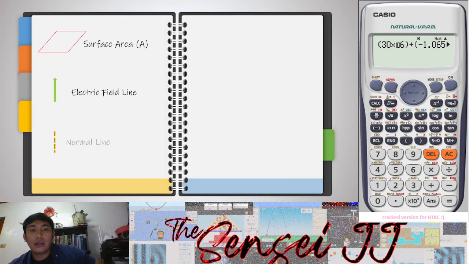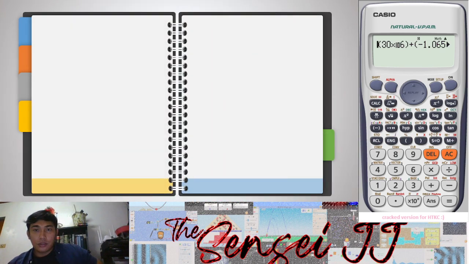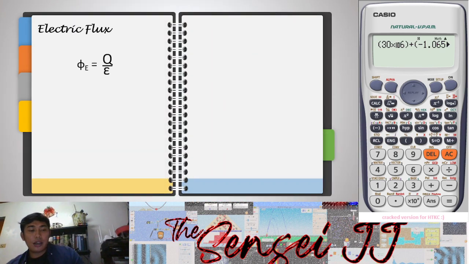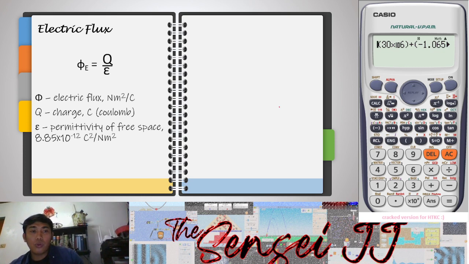Okay, so next, move on tayo to our next. We have electrical flux. We have here our phi E, which is equivalent to Q all over the permittivity of free space, which is what we call the epsilon. Okay, so phi, electrical flux, the unit is Newton square meter per coulomb. We have the charge C, and we have the permittivity of free space, or our epsilon, which is 8.85 times 10 raised to negative 12 coulomb square per Newton square meter.